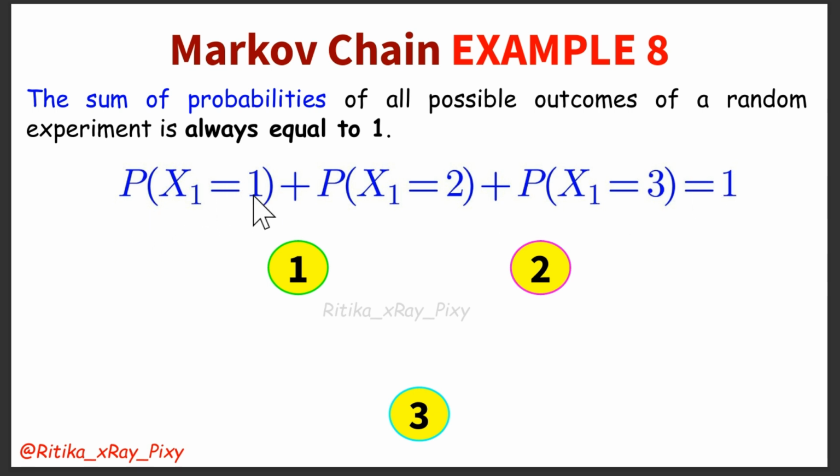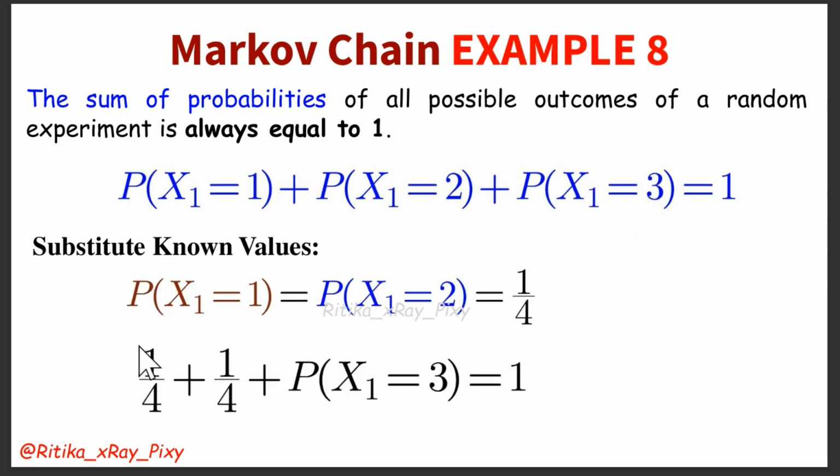So here we have the probability of x1 = 1, plus the probability of x1 = 2, plus the probability of x1 = 3, all equal to 1. This ensures that the system must be in one of the three states at any time. P(x1 = 2) means the probability of being in state 2 at time step 1. P(x1 = 3) means the probability of being in state 3 at time step 1.